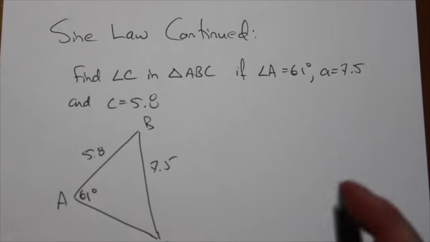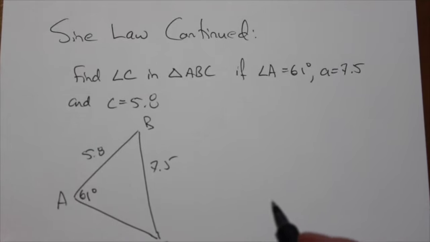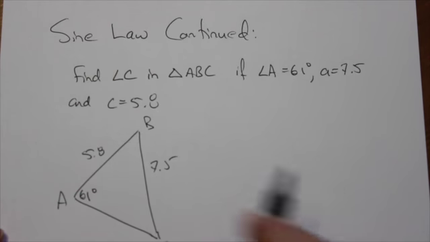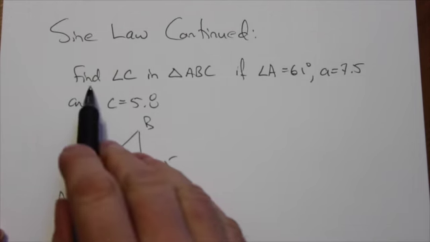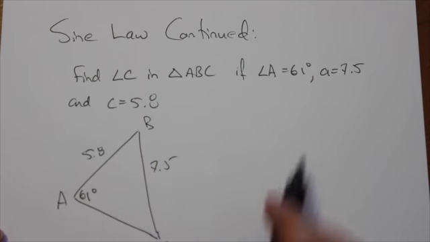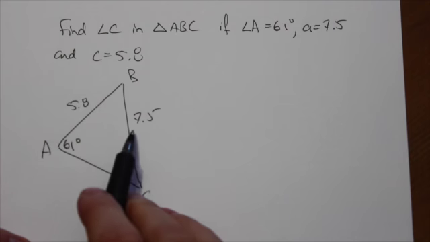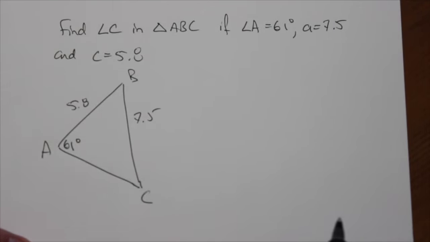Okay, hi everyone. We're going to do another sine law question here. Again, we're going to use the sine law to solve for an angle first. So we're going to find angle C in triangle ABC, if angle A is 61 degrees, if little a is 7.5 and little c is 5.8.